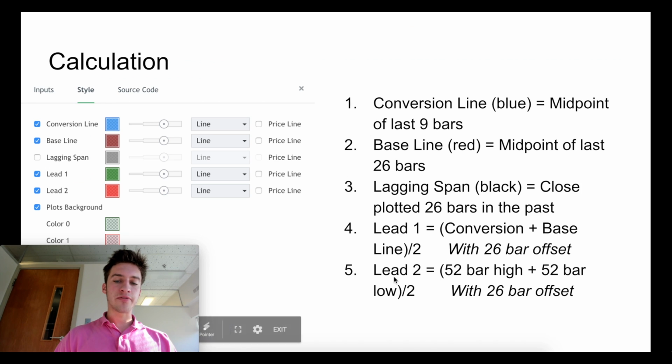Now what we also have is the final part, which is lead 2. This is the 52 bar high plus the 52 bar low, divided by 2.